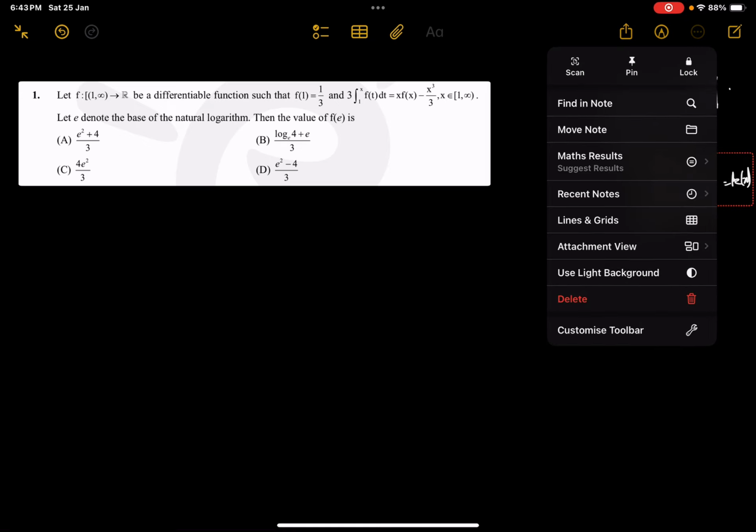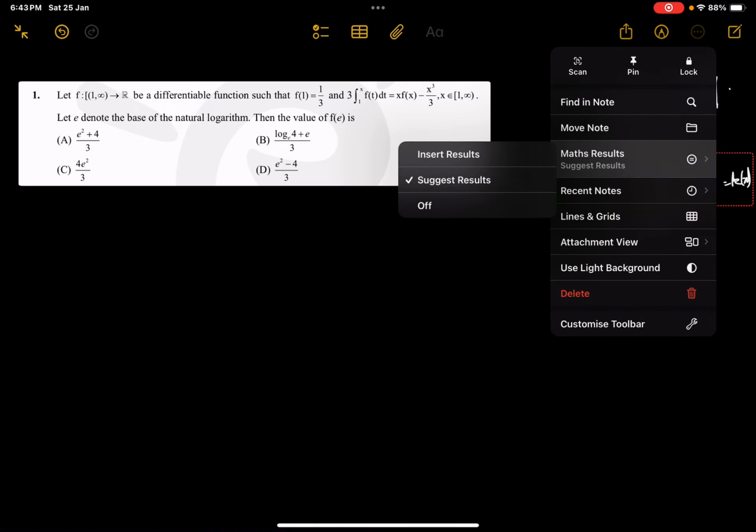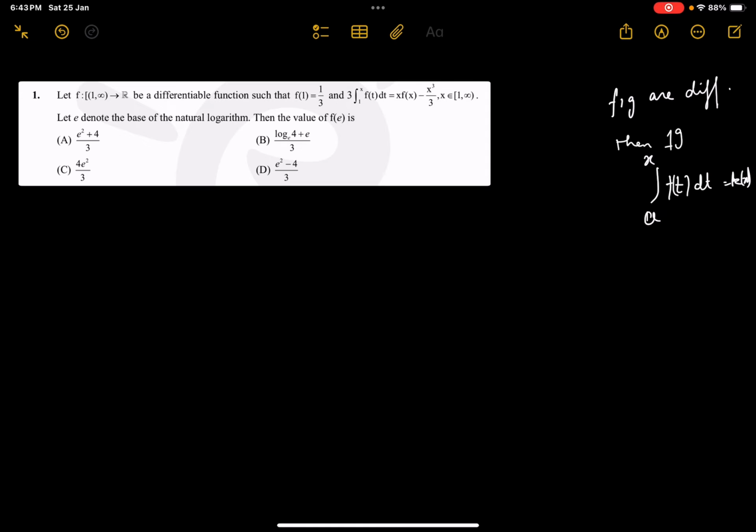So for this, recall that if f, g are differentiable, then f into g is also differentiable, and in fact the integral from a to x of f(t) dt, say kx, is also a differentiable function. So on that line, let's proceed.